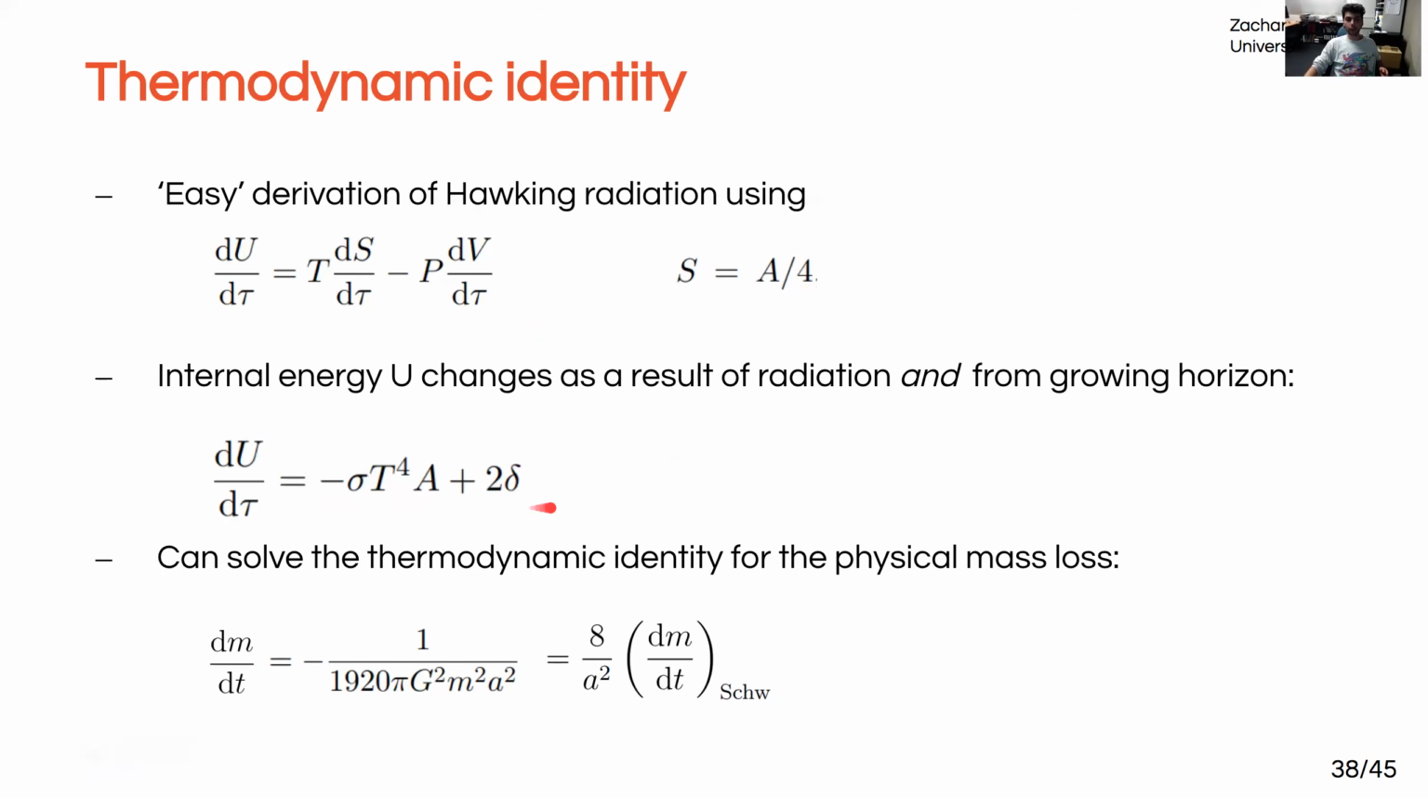And so this dU/dt, or dU/dτ, has an extra contribution, which it turns out looks like 2δ, where δ is that small parameter. And we can solve this thermodynamic identity for the change in the physical mass M. It's pretty much buried in these two derivatives here, so you just have to move them around a little bit. And you'll find that the change in mass is pretty much the Schwarzschild one divided by a squared. So in the early universe, when these things form, that's a significantly higher mass loss rate. So you can imagine that larger black holes will evaporate very rapidly compared to the usual situation.